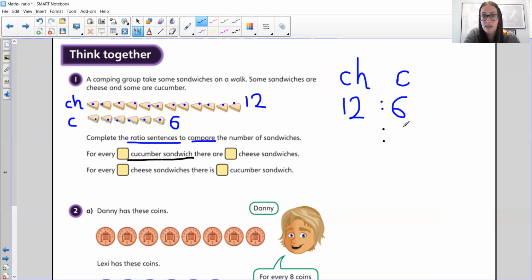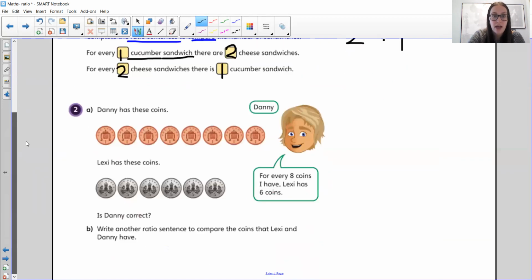So 6 divided by 6 is 1. 12 divided by 6 is 2. So for every cucumber sandwich, there's how many cheese? Make sure you get this the right way around. So for every 1 cucumber sandwich, there are 2 cheese sandwiches. And for every 2 cheese sandwiches, there is 1 cucumber sandwich. Well done if you got that right. Okay, pause video. Next one, off we go.